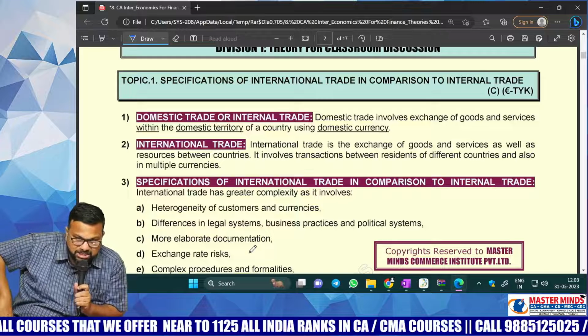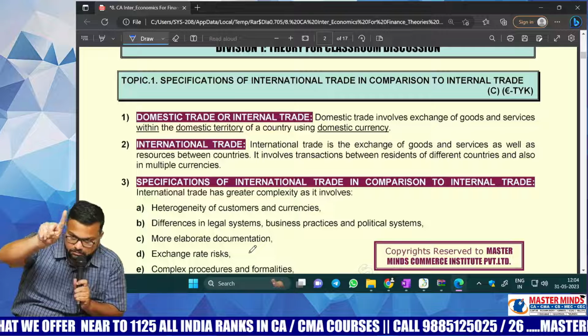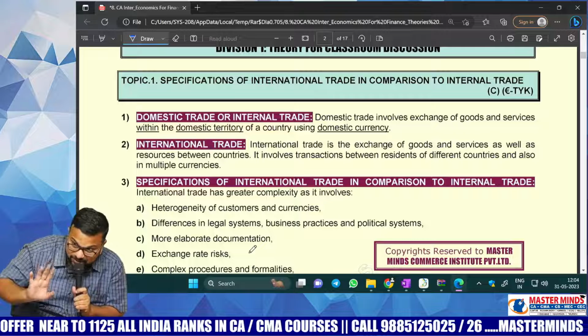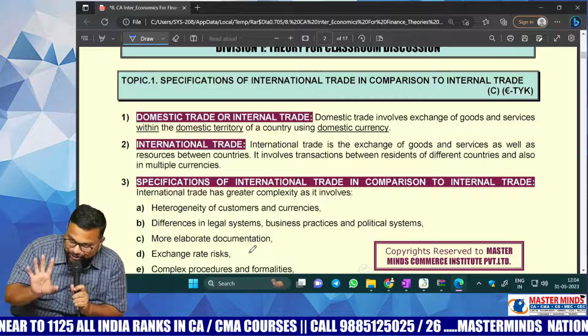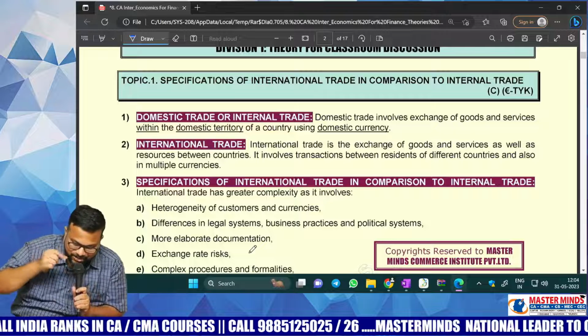When we are buying and selling goods and services within the country, how many types of currencies will we use? In India, we use only rupee. As far as the knowledge I have, we use only rupee. You may use some other currency. Okay, that is domestic trade or internal trade.